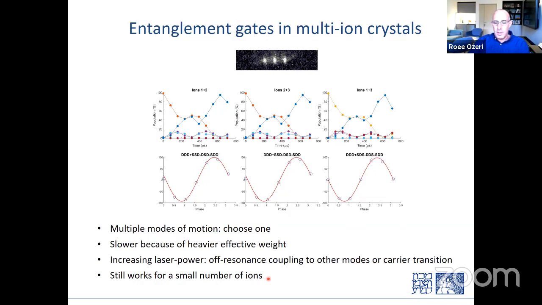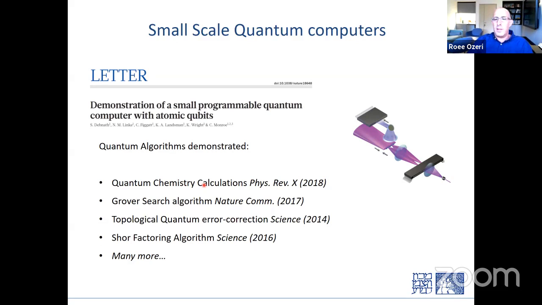If I look at the machines that the trapped ion community built in the last decade or so, there are various examples. This here is a Nature paper from a couple of years ago coming from Chris Monroe's group, in which relatively small registers of, I would say, 5 to 10 ions have been put to work. These machines work rather well with pretty good fidelities, and many quantum algorithms and protocols have been demonstrated using them, from quantum chemistry calculations to Grover search algorithm, different quantum error correction protocols, and many more.